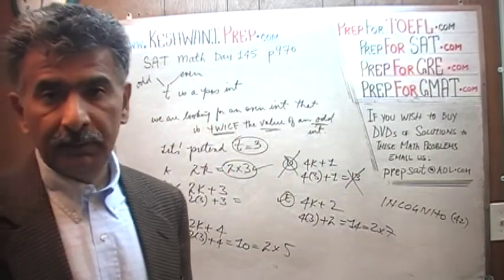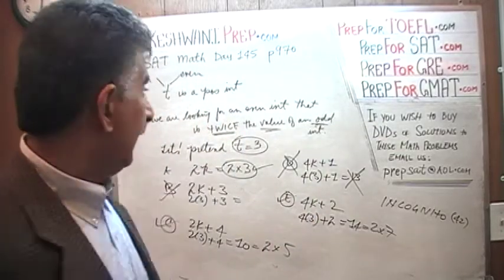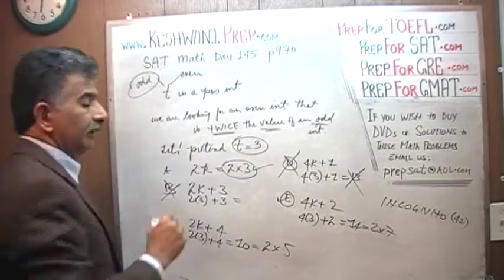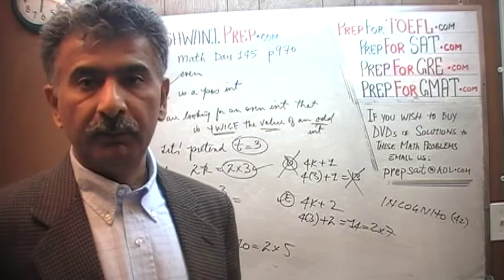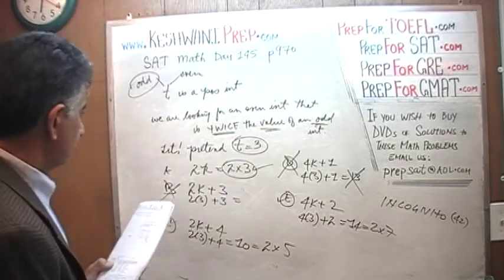As you can see, plugging in an odd number did not get us too far, but we did eliminate 2 answer choices. Now let's try the even one. Let's see what happens.